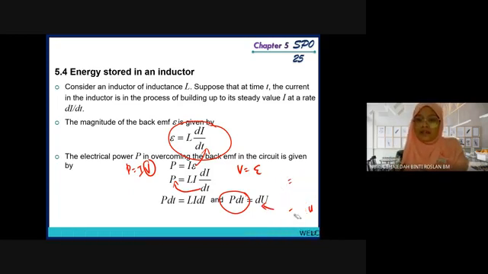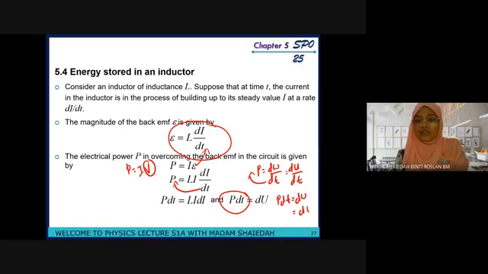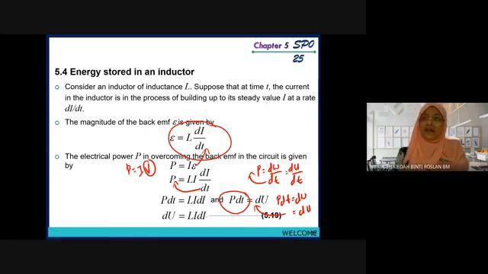Okay, let me repeat. You recall power, what is the formula, power equals to work over time or energy over time. So there is a change, okay, because this is average, not instantaneous. So we bring it up to the top, so P dt equals to dW equals to dU. So this one, we equate P dt equals to dU. So from there you will get dU equals to Li di.